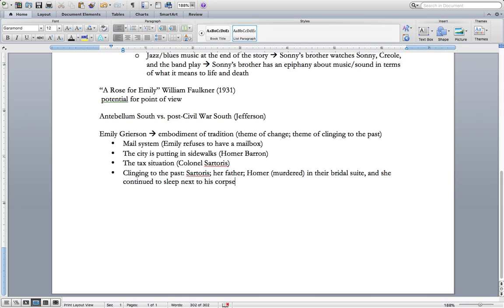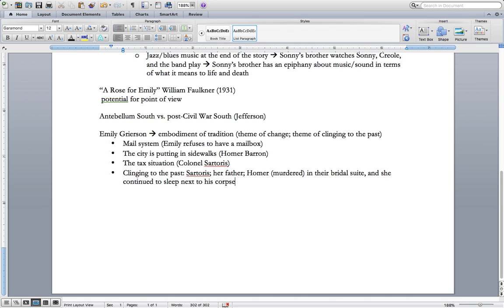And Homer is a Yankee, right? He's a Northerner. So in terms of why she killed him, that's open for interpretation. That's really in terms of what you see, as long as you can point to an area of the text and argue for it.